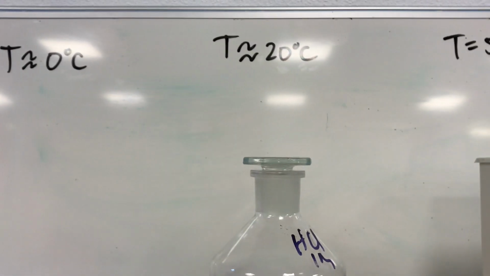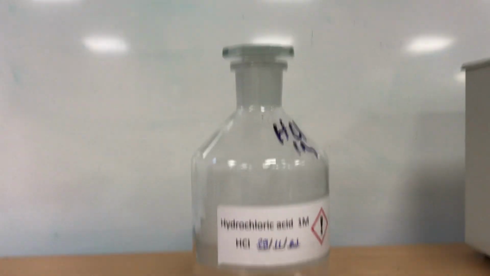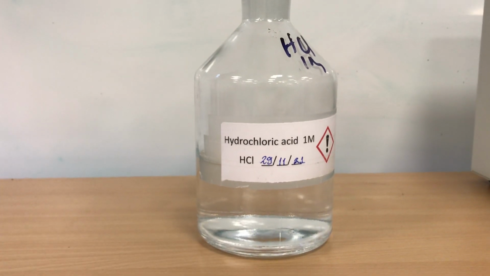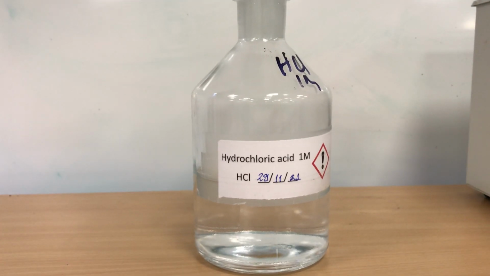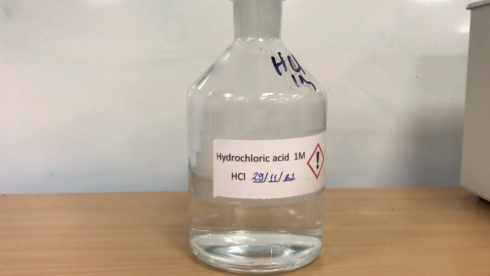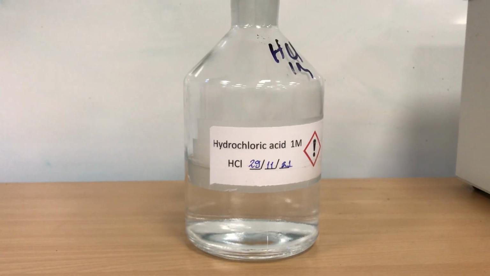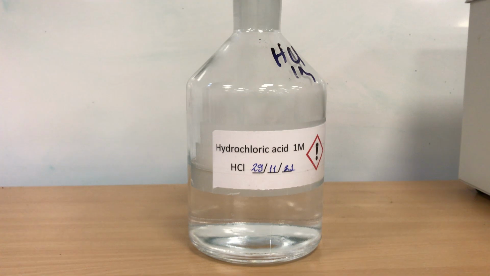So that'll just be sitting, and room temperature is around 20 degrees Celsius. However, you should not just assume that. You should be using a thermometer or a temperature probe to actually measure the temperature of every single amount of acid that you end up using.